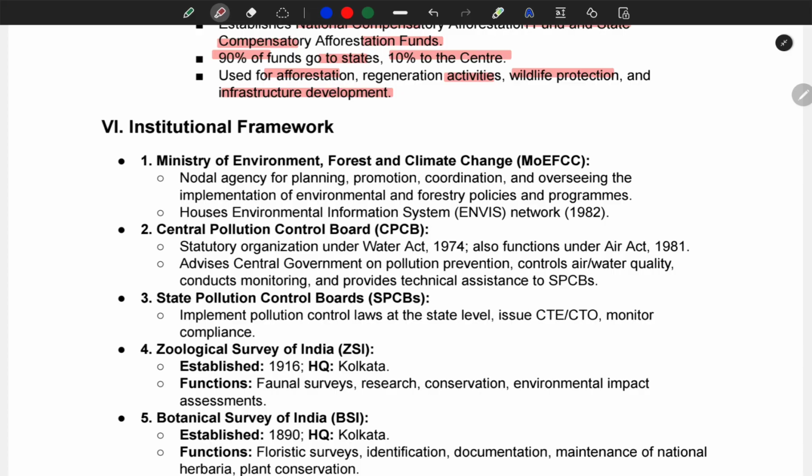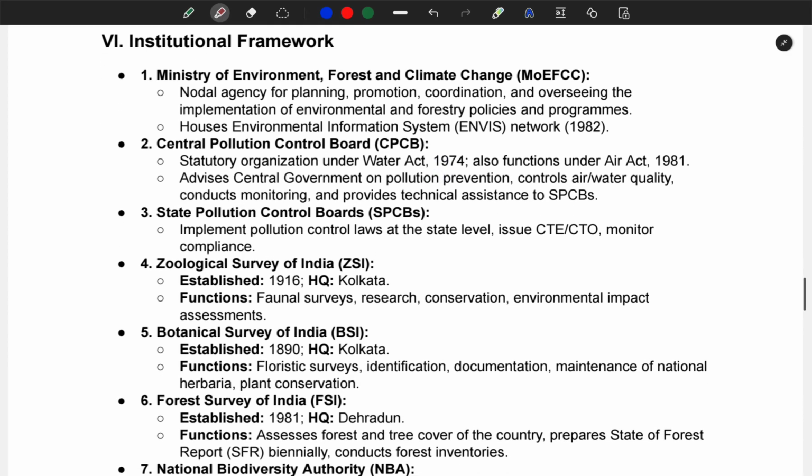Institutional framework: Ministry of Environment, Forest and Climate Change, MOEFCC. Nodal agency for planning, promotion, coordination, and overseeing the implementation of environmental and forestry policies and programs. Houses Environment Information System, ENVIS network, 1992.